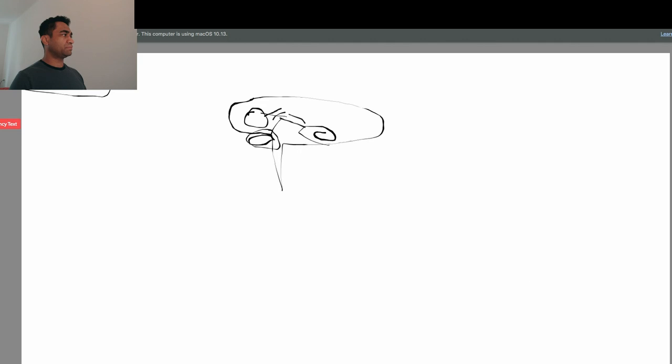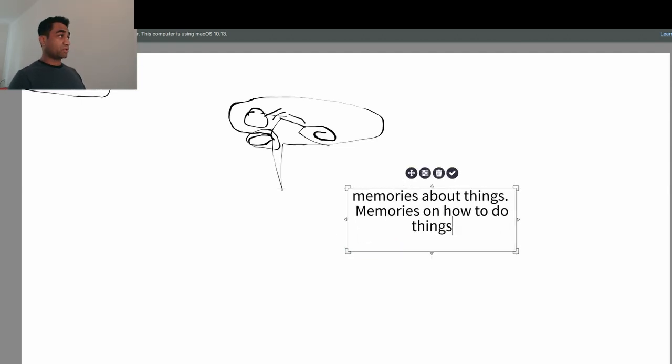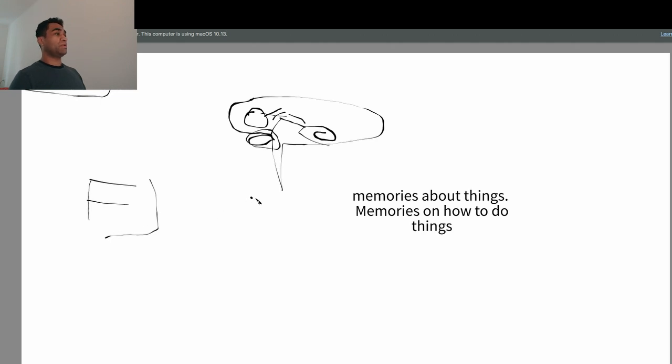there are basically two types of memories, which is the memories about things, and memories on how to do things. And to make this clear distinction, when we learn, because it's about learning, when we learn about facts. It can be facts, big F here. Or we learn about skills.